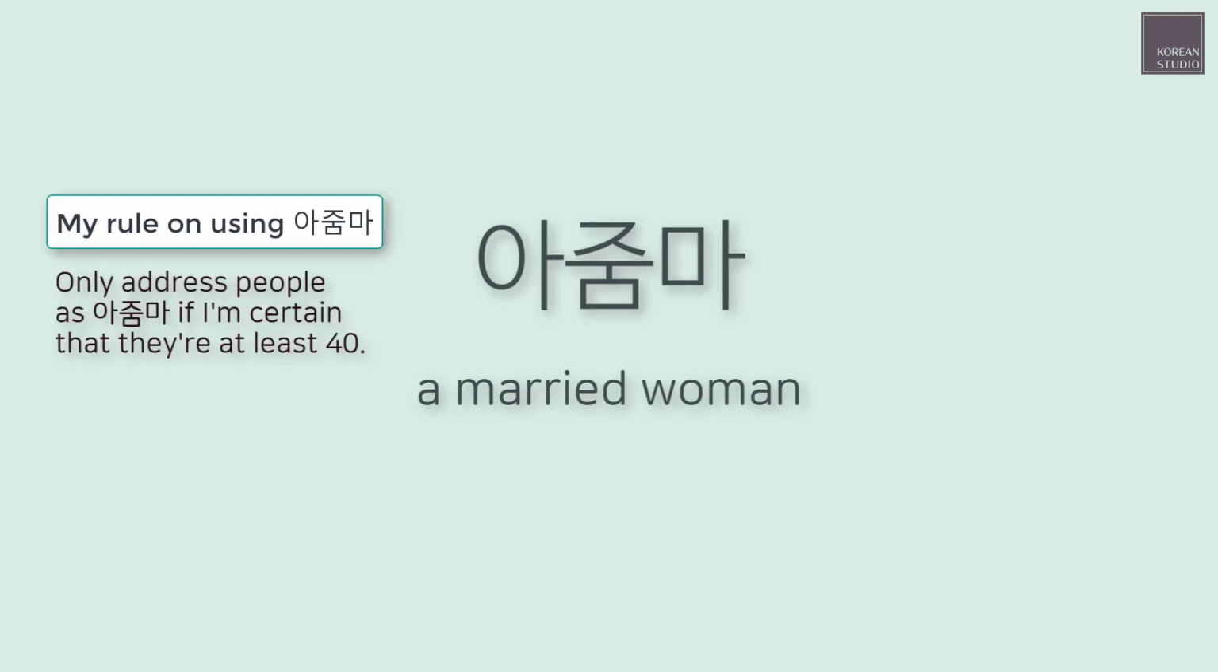Now, my rule of thumb on using 아줌마 is unless I'm certain that the lady I'm talking to is at least in their 40s, I wouldn't call them 아줌마. There are other ways to address people or catch their attention, such as 저기요, which kind of means excuse me. So that should be a pretty safe rule to follow on using 아줌마.